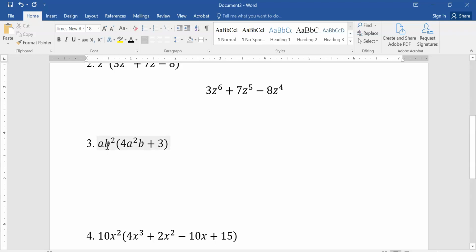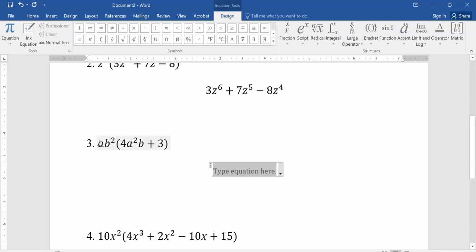When you take a times b squared and you multiply it times this first term, well, the coefficients, again, there's an implied coefficient of 1 out here in front of the a. 1 times 4 is 4. A times a squared is a to the third. Again, add the exponents. We have an implied 1 plus 2 gives you 3. B squared times b is b to the third. And that's our first term.